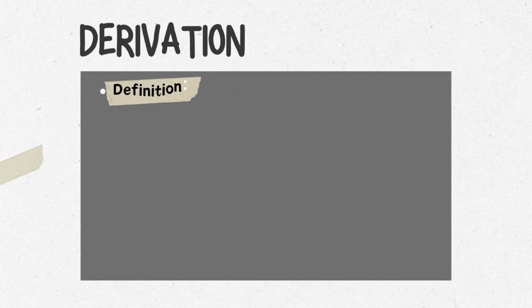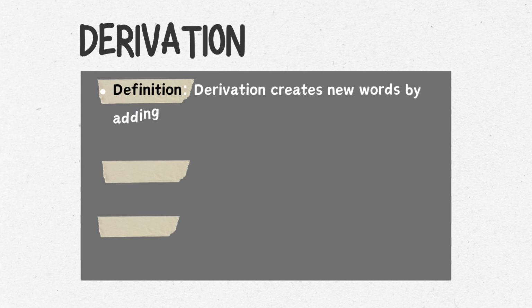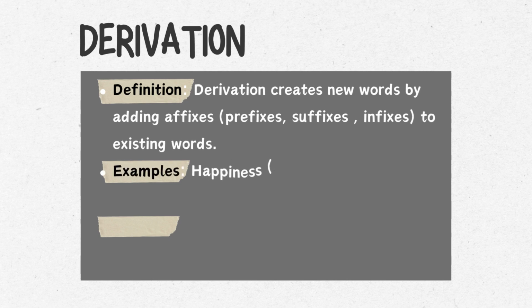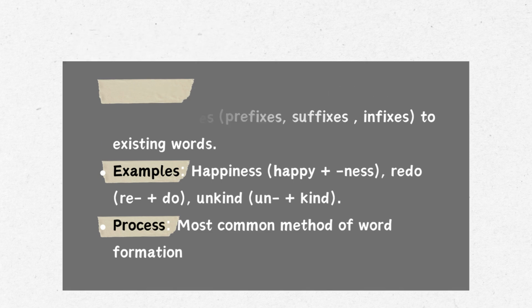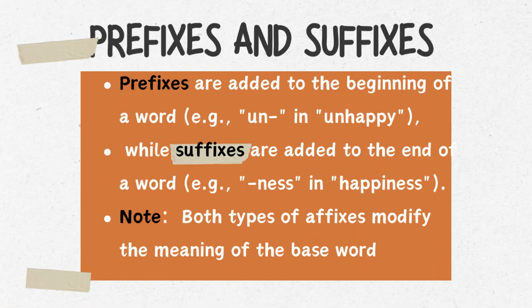Now let's take a closer look at derivation. Derivation creates new words by adding affixes to existing words, and it is the most common method of word formation. It includes prefixes, suffixes, and infixes. There is detailed information about prefixes and suffixes.